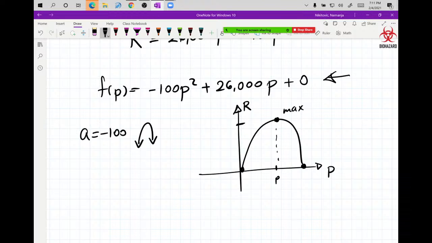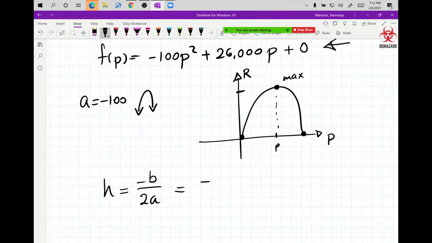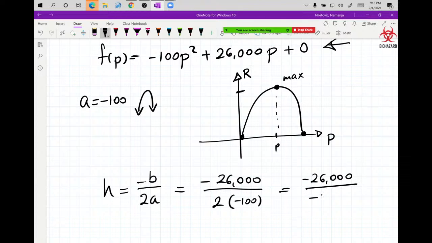This is how you make money in what you would call the real world, because our class over here is a fake world, obviously. So, didn't we just learn that the h is negative b over 2a? So negative b divided by 2a is negative 26,000 divided by negative 200. These zeros are going to get knocked off, and then your negative 260 divided by negative 2 is positive 130.